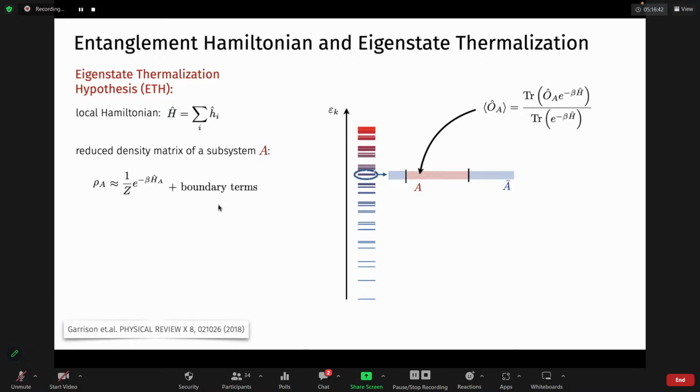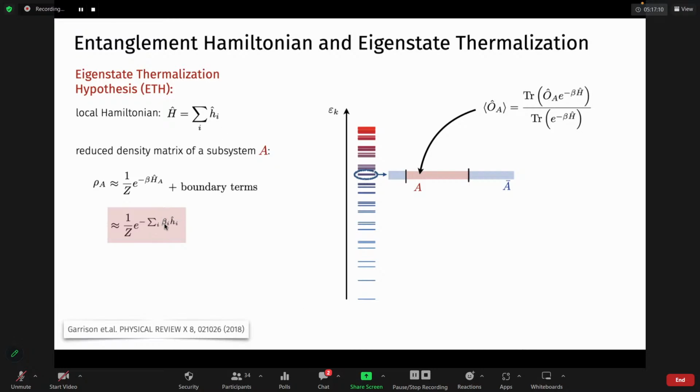It turns out it's not completely true. You have to add some boundary corrections. So at the boundary of the subsystem, there are some deviations. But to a very good approximation, and I will show you in a minute to which extent this is true, you can account for these boundary corrections by introducing a local inverse temperature, not a global inverse temperature, but an individual inverse temperature for each of the Hamiltonian components.